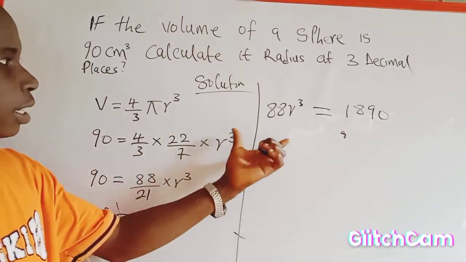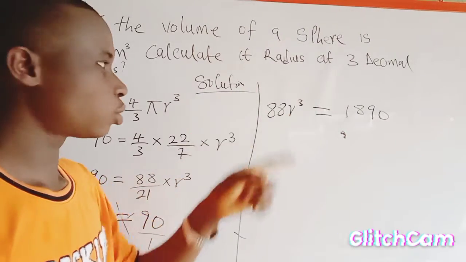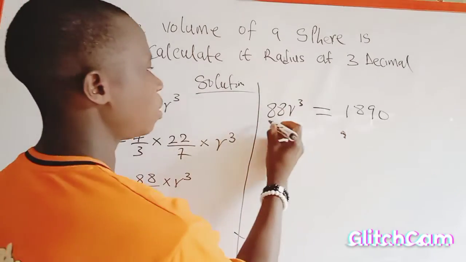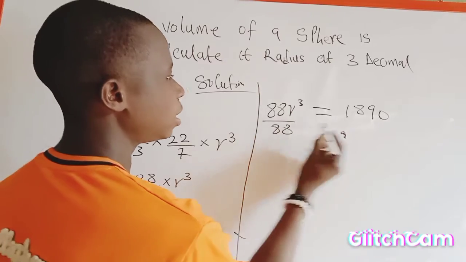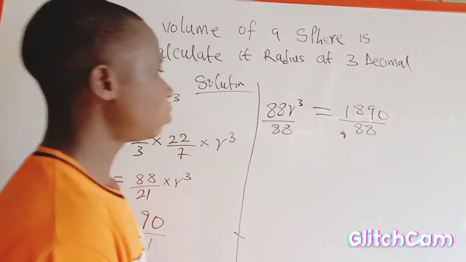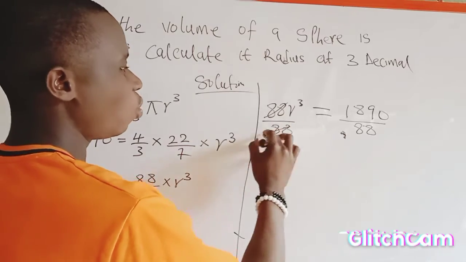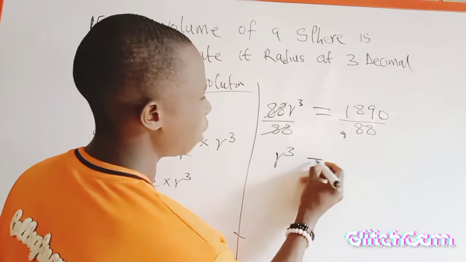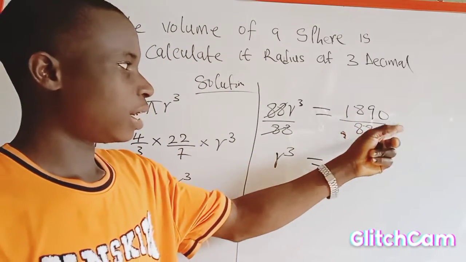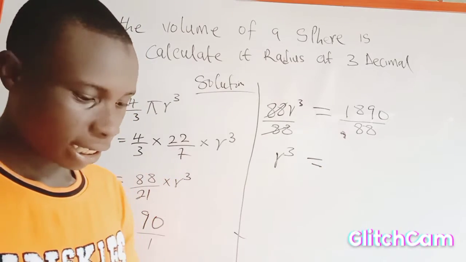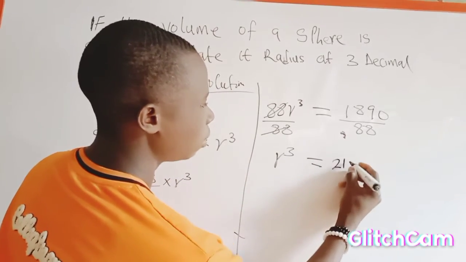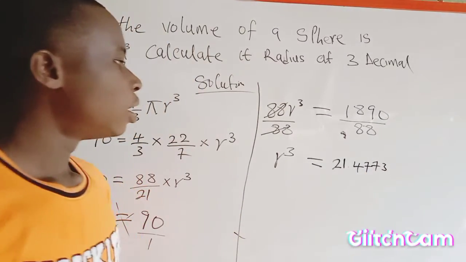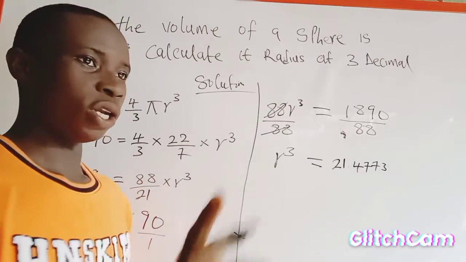399. From here, we have r cube, and we are asked to look for the radius. So I can divide both sides by the coefficient of r cube, which is 88, so that the 88 cancels. This side will be left with r cube, and r cube will now be equal to 399 divided by 88. We have 4.5341. So this r cube, remember, is not the radius.